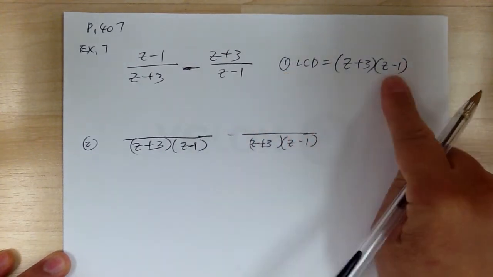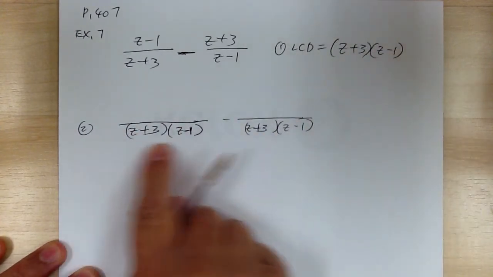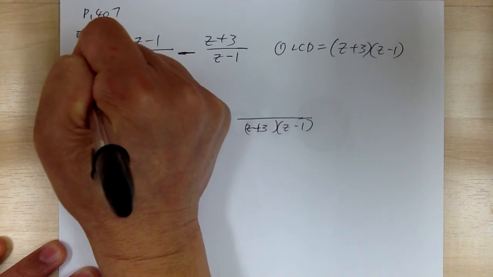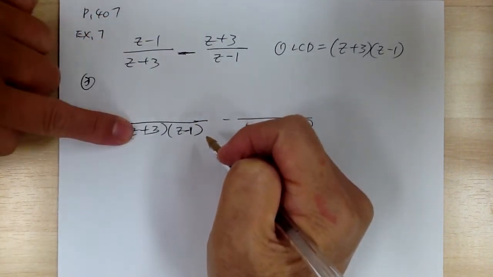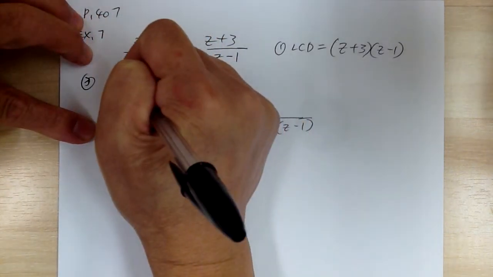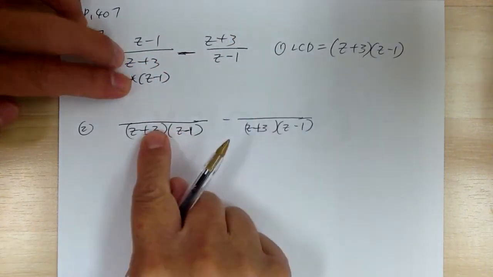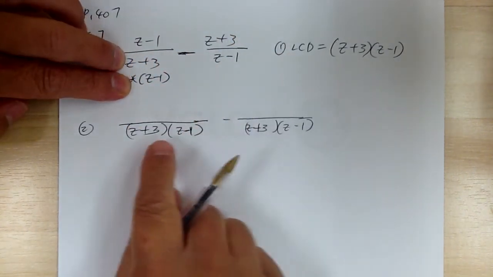So again, step 1, get your LCD. Step 2, put it on the bottom. Step 3, figure out what you need to multiply. So from here to here, you're missing z minus 1. So you need to get z minus 1, right? Again, you need these 2, right? So that's what you're missing. So that takes care of the bottom.